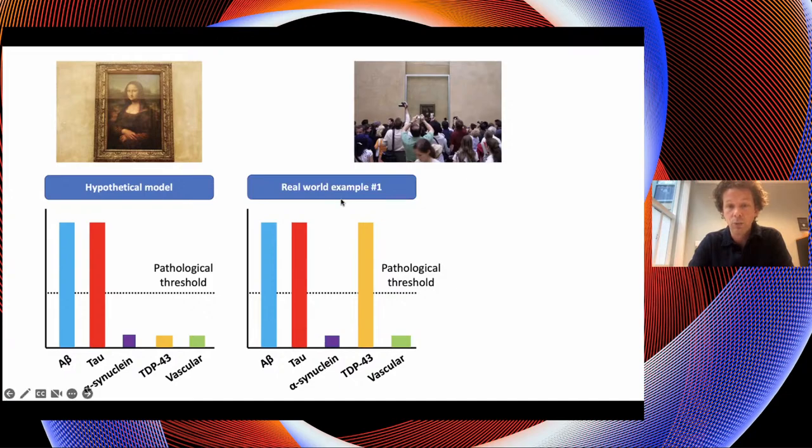In this case, what we see very often is, yes, there is indeed elevated A-beta and tau pathology, but in addition to that, there's another proteinopathy that is abnormal. In this case, for example, TDP-43.